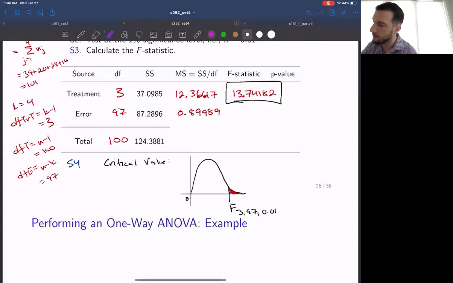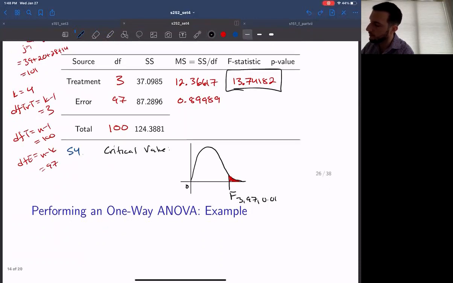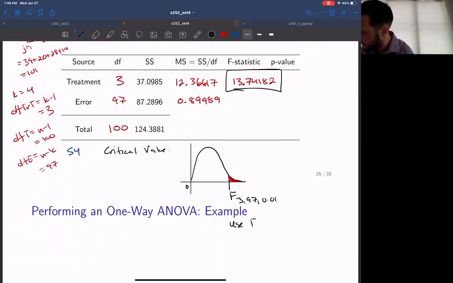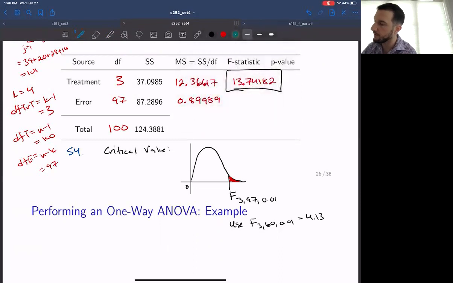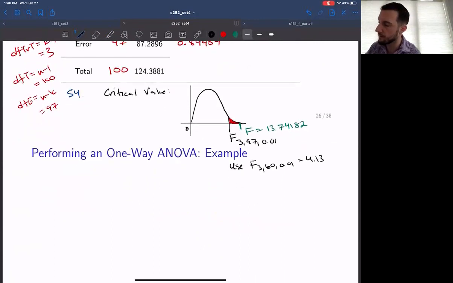So on the slide, we would write this is equal to F on 3, 60. Actually, I shouldn't do that because it's not a true equality. Okay, so we're going to say F on 3, 60, 0.01 equals 4.13. So this value is now 4.13. Okay, our test statistic is 13.741. So we have F equals 13.74182. And we can see based off of the critical value approach, we're going to reject.